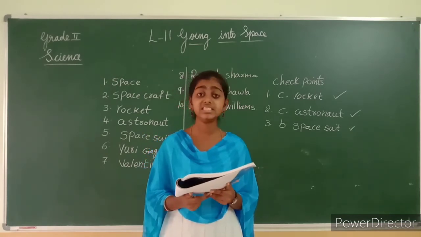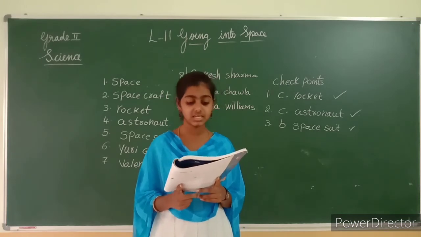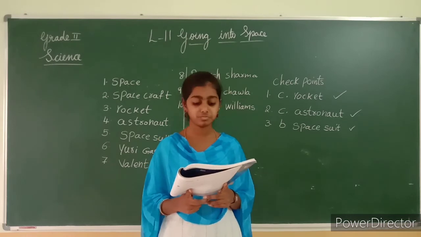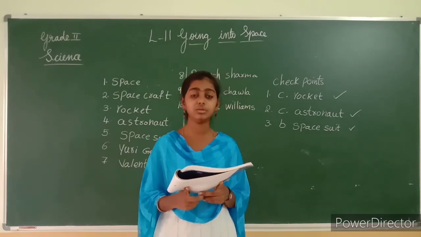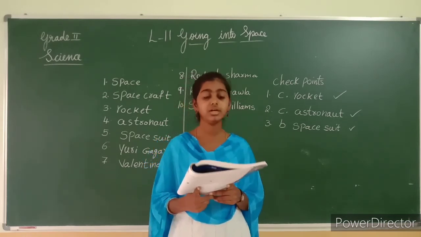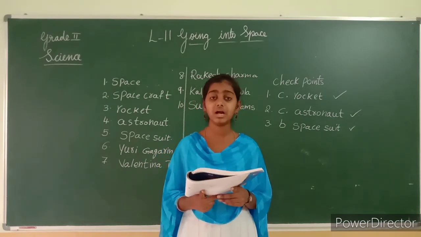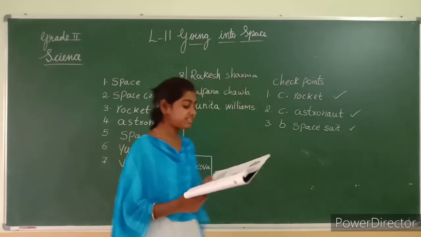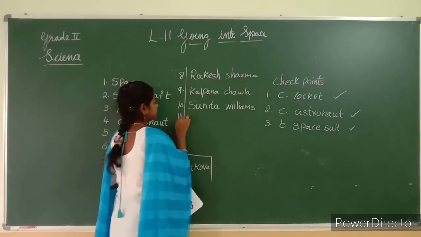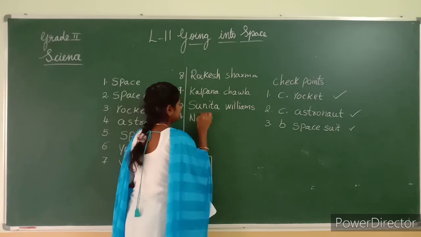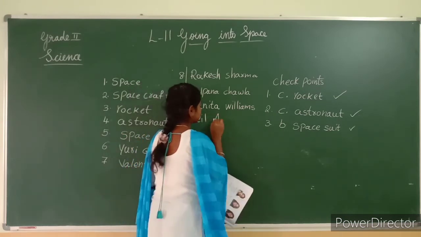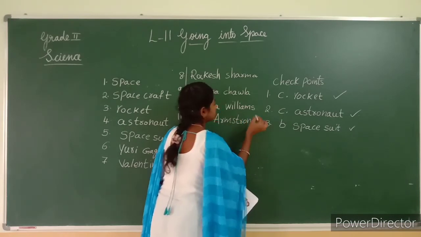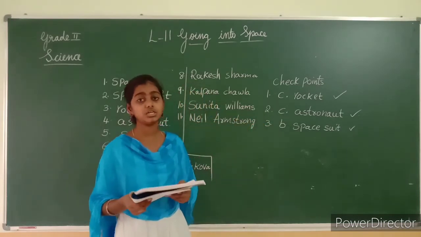It is the Earth's nearest neighbor in space. In space, what is the nearest neighbor to our Earth? Moon. There is no life on the moon. Neil Armstrong of America was the first person to step on the moon. Who is the first person? Neil Armstrong. He is the first person to step onto the moon.